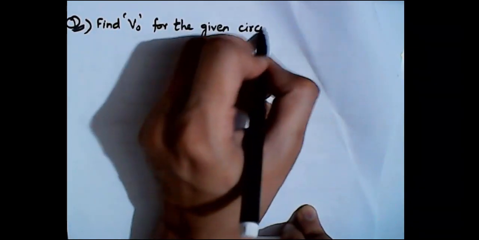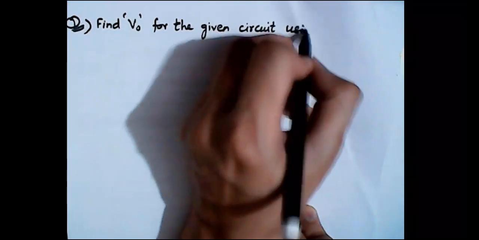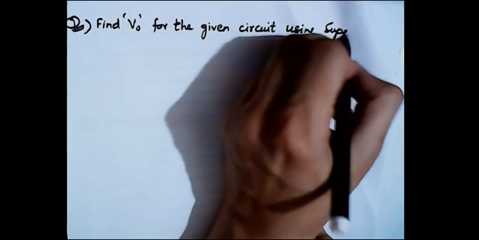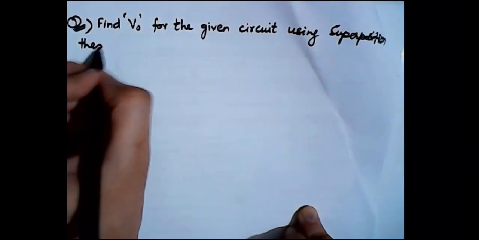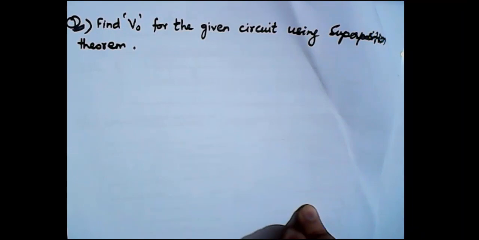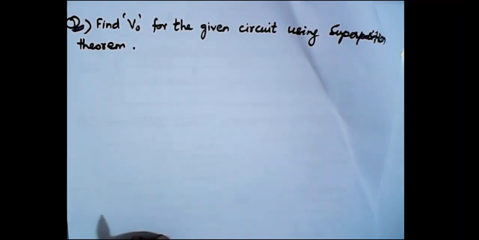So let's move on to a second practice exam problem of this topic, and again the question is the same. Find V naught for the given circuit using the superposition theorem. And let me draw the circuit.